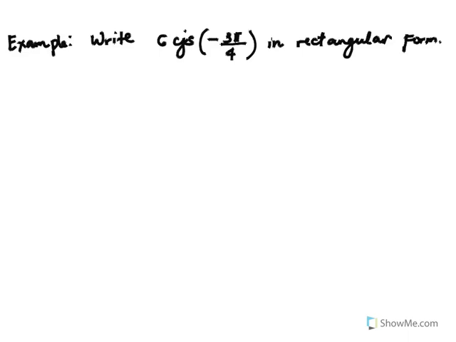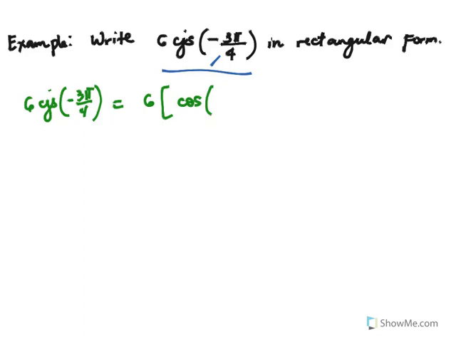Next, write 6 CJS negative 3 pi over 4 in rectangular form. So note that this complex number is not in standard polar form. Bakit? Kasi negative yung angle sa loob. But still, okay, based on the given, we have to write it in rectangular form. So ganun pa rin, i-expand natin yung CJS. Okay, we will write 6 CJS negative 3 pi over 4 as 6 times quantity cosine negative 3 pi over 4 plus j sine of negative 3 pi over 4.